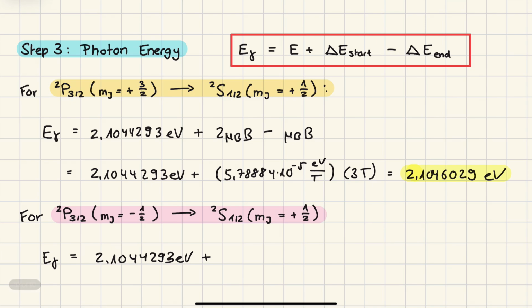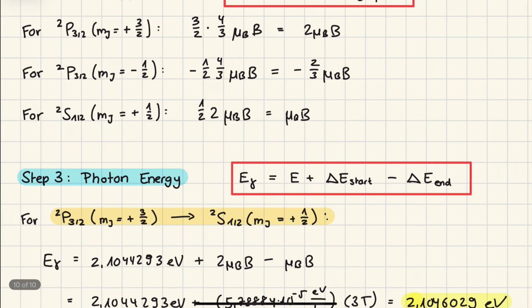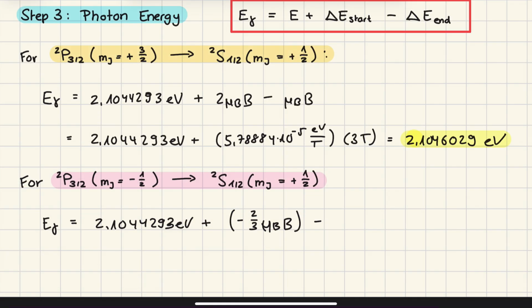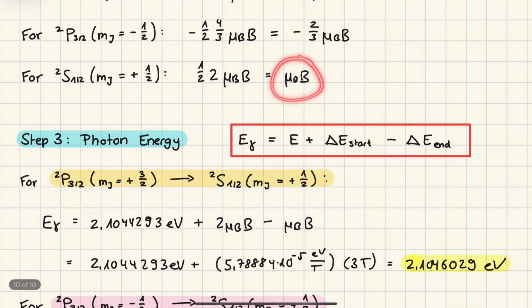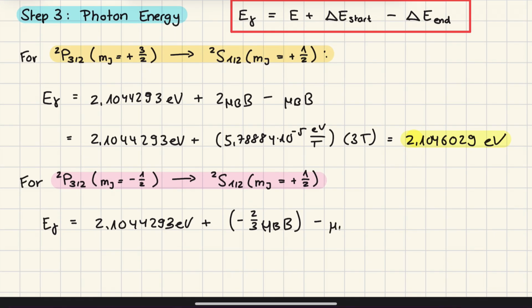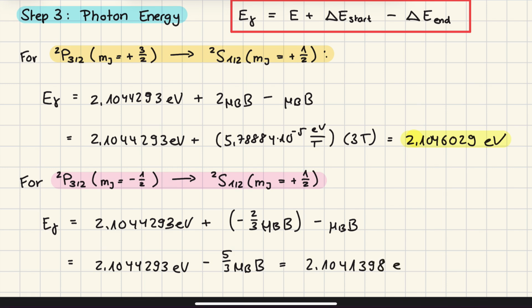For the second transition, we're going to do the same, but now we're going to have to add the Zeeman shift of the starting state of the second transition, which is this one, minus the Zeeman shift of the ending state, which is this one, mu B B. Minus 2/3 mu B B minus mu B B gives us minus 5/3 mu B B, and plugging in the values we get 2.1041398 electron volts.